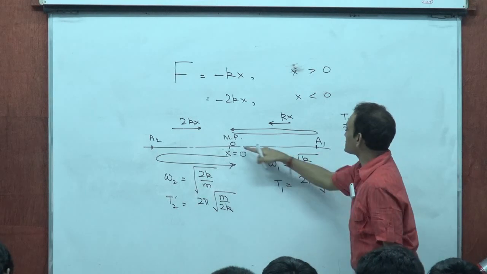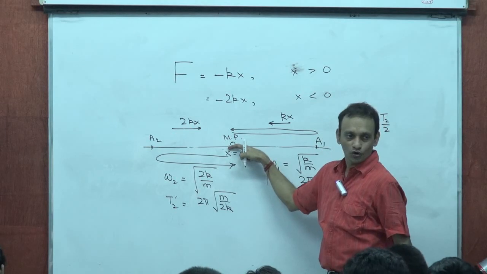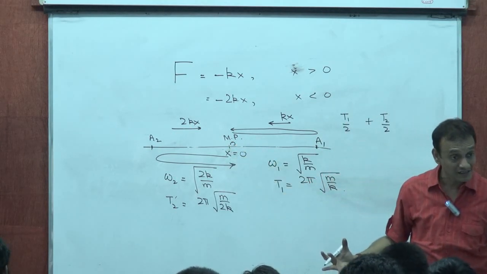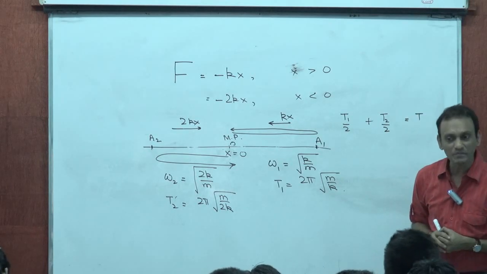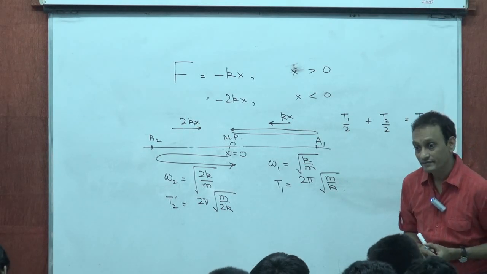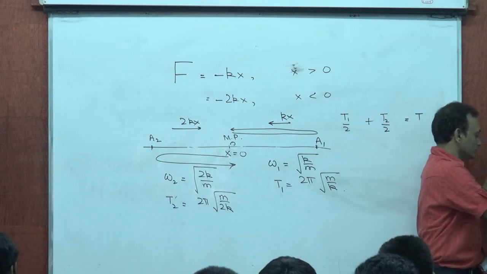That means this is the time it takes to go from O to A1 to A2 and then back to O. This is a full cycle, and therefore this must be the time period of motion for this oscillator, right? Yes or no?